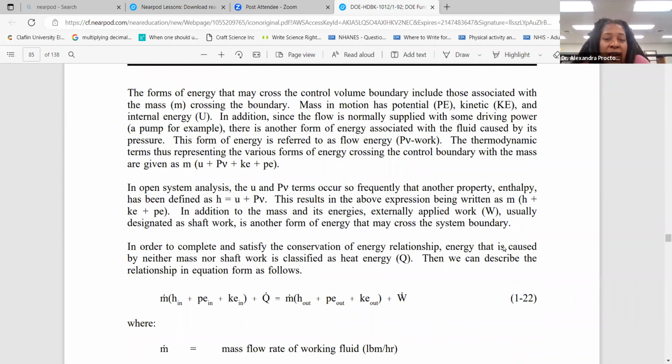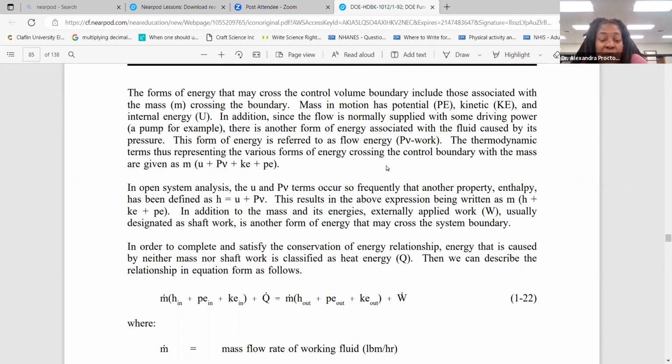So the forms of energy that may cross the control volume boundary include those associated with mass crossing the boundary. Mass in motion has potential energy, kinetic energy, and internal energy. So they're showing that these masses have potential, kinetic, and internal energy. In addition, since the flow is normally supplied by some driving power, for example a pump, there's another form of energy associated with the fluid caused by its pressure. This form of energy is referred to as the flow energy.